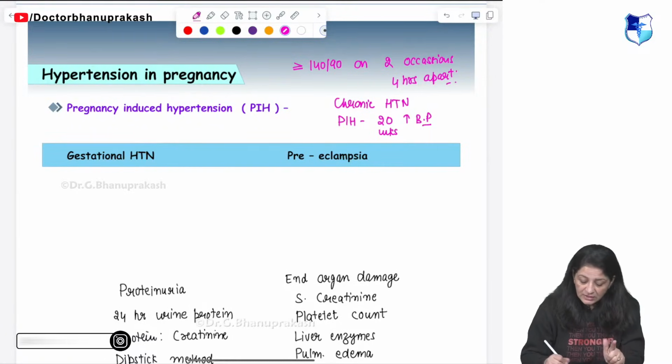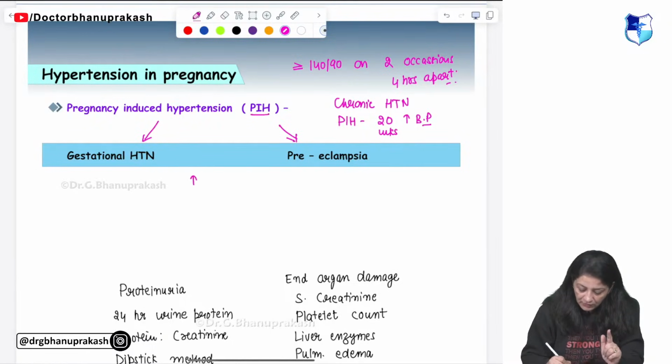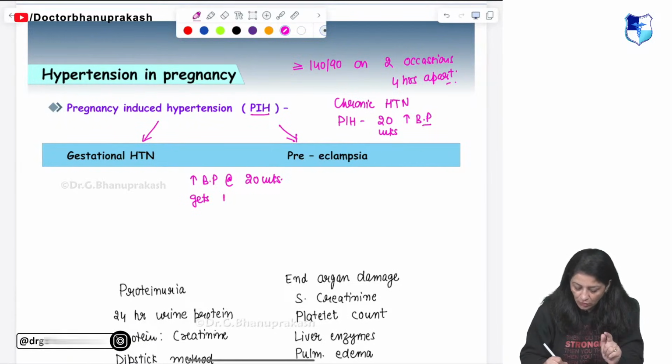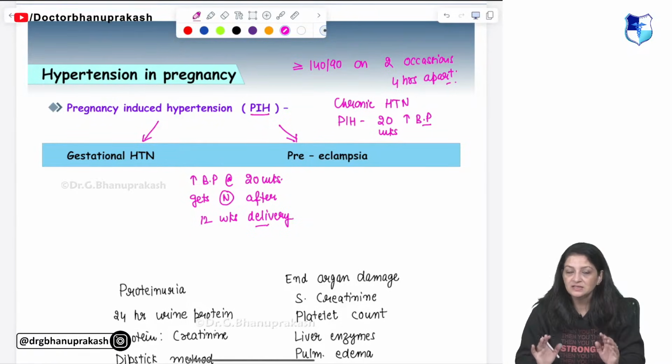Again, pregnancy induced hypertension is divided into gestational hypertension and preeclampsia. In both the conditions, BP will rise at around 20 weeks of pregnancy but gets normal by 12 weeks after delivery. So this is called pregnancy induced hypertension. BP raised after 20 weeks of pregnancy, then gets normal 12 weeks after delivery.